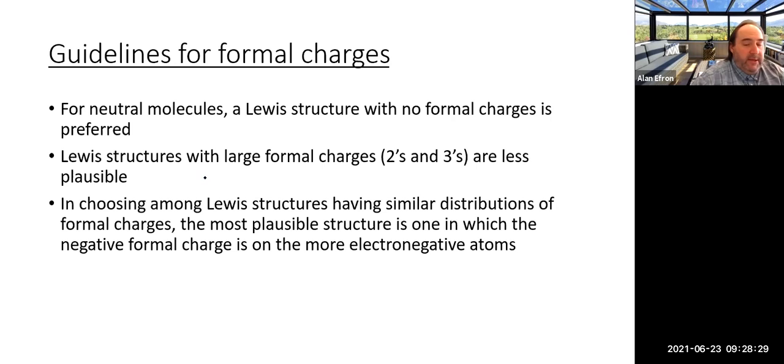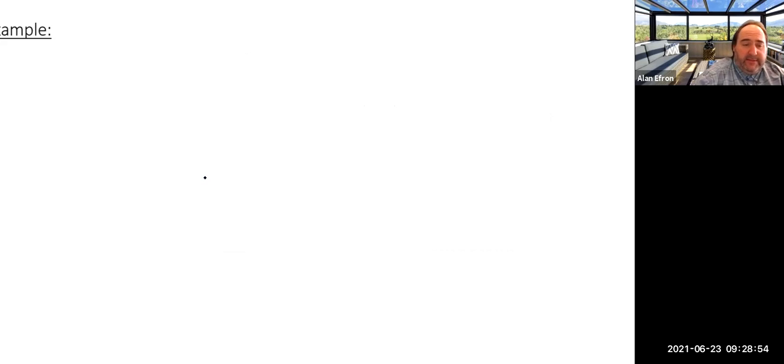best structure. If you have a similar distribution of formal charges between two different structures, the more probable or plausible one is the one where the more negative formal charge is on the more electronegative atom. So a more negative formal charge on the more electronegative atom is one that we would expect. So let's see how we could use that here.